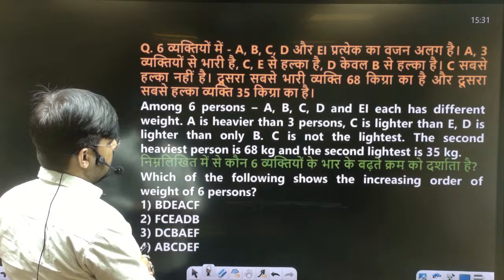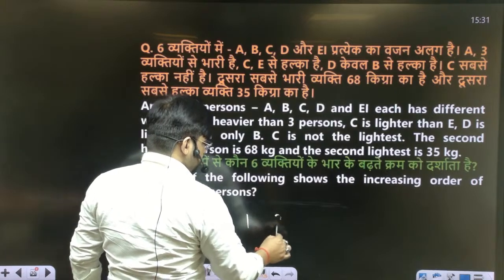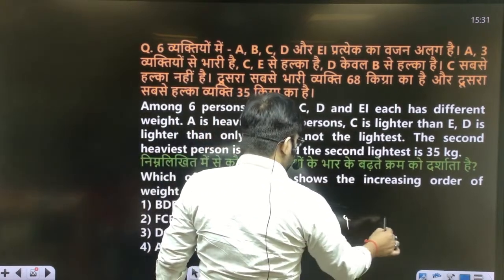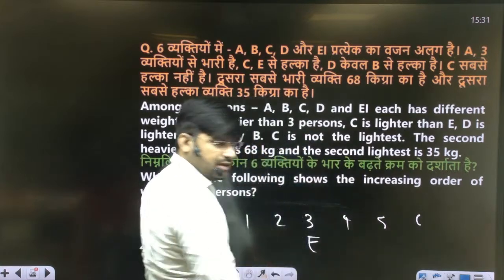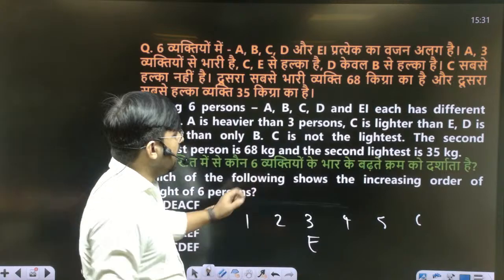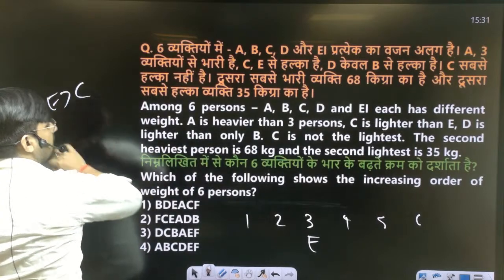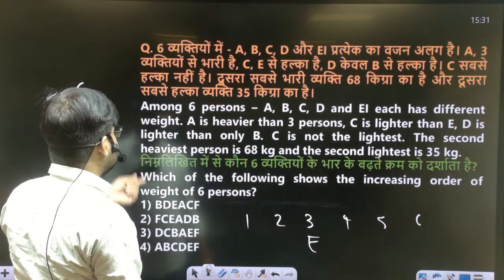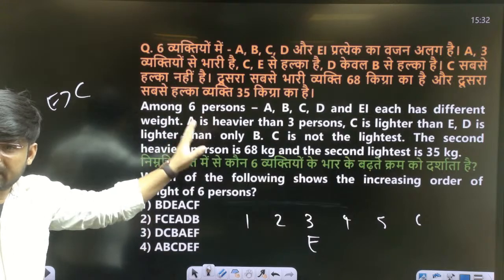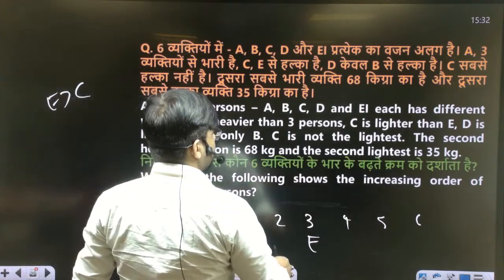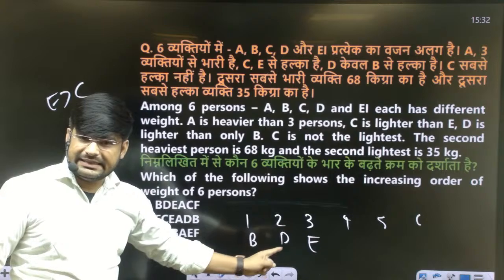Among 6 persons, each has a different weight. A is heavier than 3 persons: 1, 2, 3, 4, 5, and 6. E is heavier than 3 persons: 1, 2, 3. Is it clear? And C is lighter than E. D is lighter than only B. It means D is heavier than everyone other than B. Is it clear?